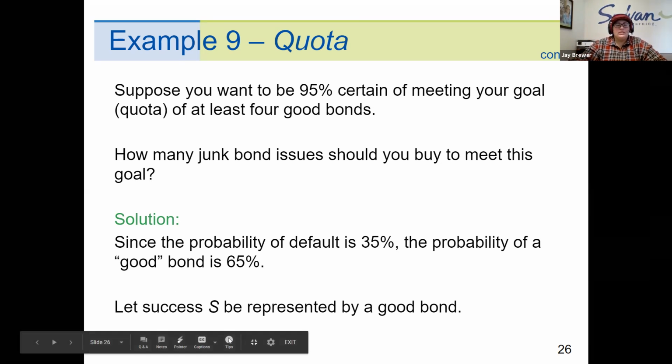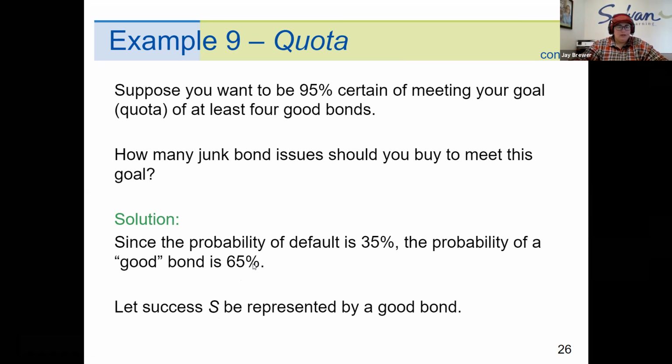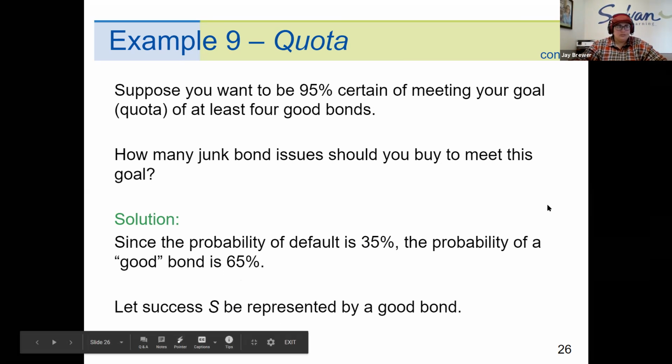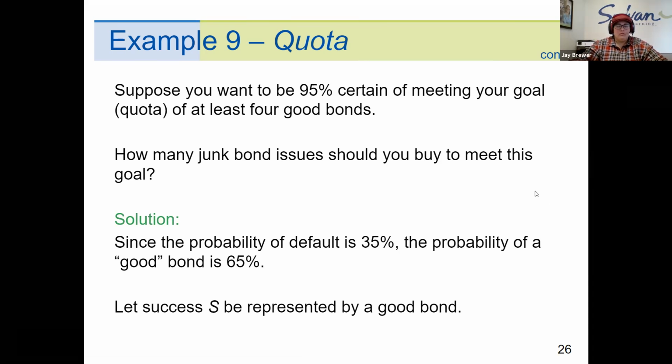Okay, since the probability of default is 35%, the probability of a good bond is 65%. Let success be S, and that would represent a good bond. You can literally represent your stuff any way you felt comfortable. A lot of times they use S for success and F for failure. But if you really wanted to do good bond, so GB versus, I don't know, a bad bond for BB, you could do it however you wanted.